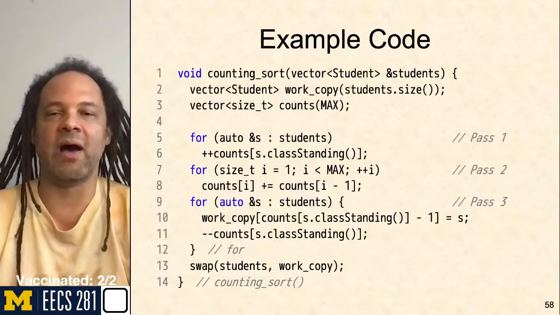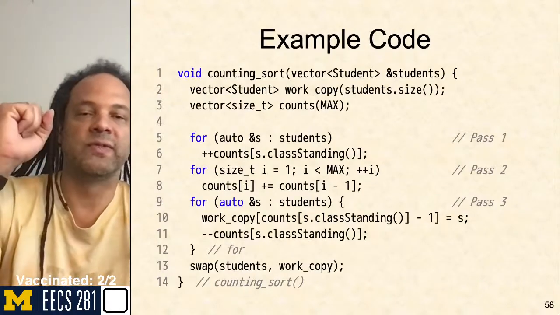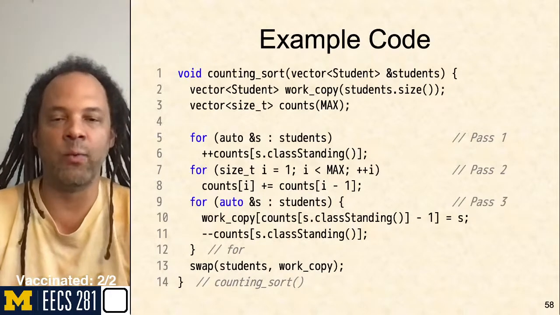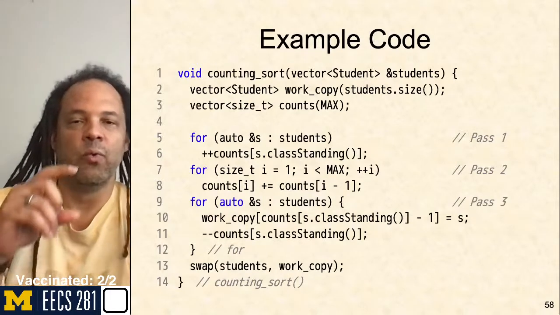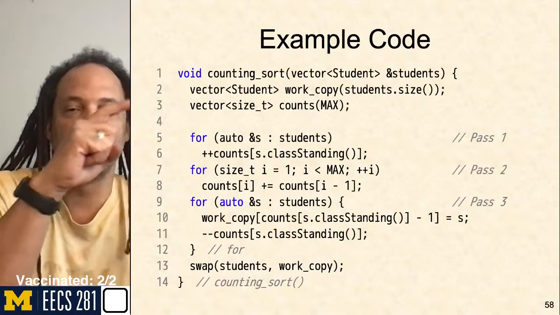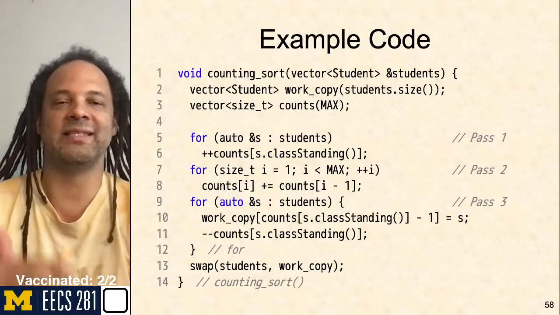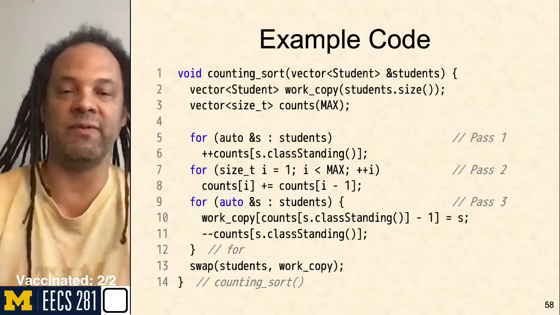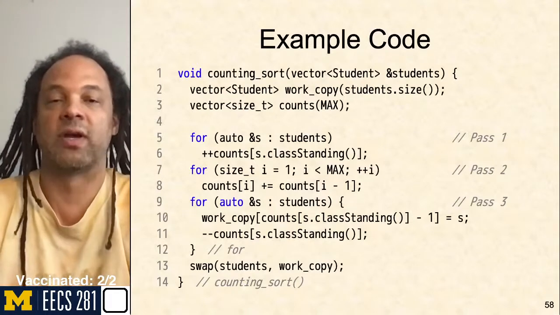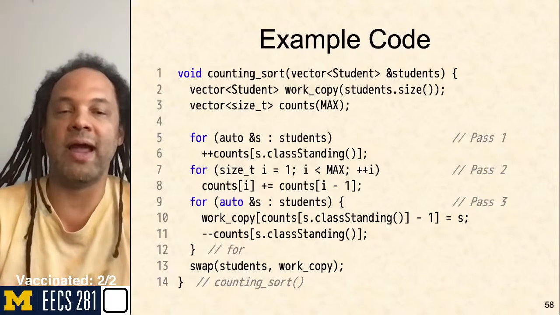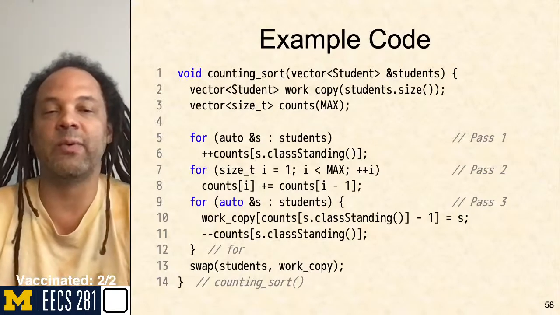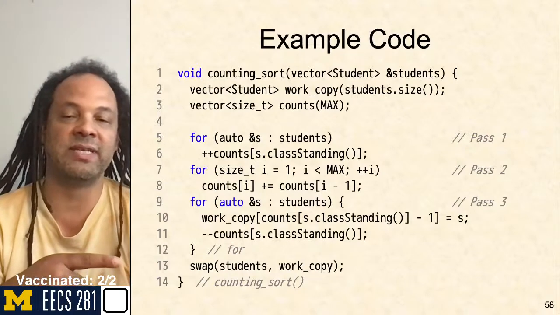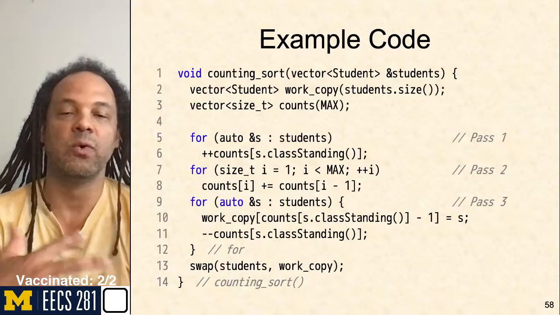Here's an example of how it works. We've got counting sort. We'll see that a vector of students is passed in here by reference in line 1, and we declare another vector of students in line 2 that's the exact same size. So there is our full copy. We've even named that vector work copy. So we're going to write all of the students that we have as copies into work copy, and at the very end here in line 13, you'll see we swap students with work copy.